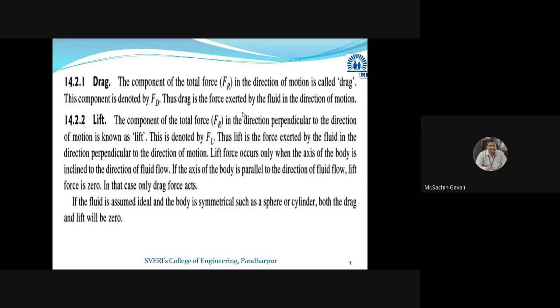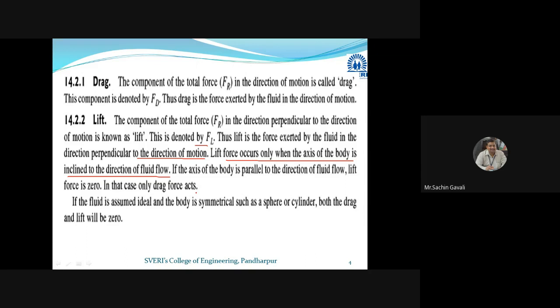Write down. Lift force: the component of total force or resultant force in the direction perpendicular to the direction of motion is known as lift. This is denoted by FL. Thus, lift is the force exerted by the fluid in the direction perpendicular to the direction of motion. Lift force occurs only when the axis of the body is inclined to the direction of fluid flow. If the axis of the body is parallel to the direction of fluid flow, lift force is zero. In that case, only drag force exists.